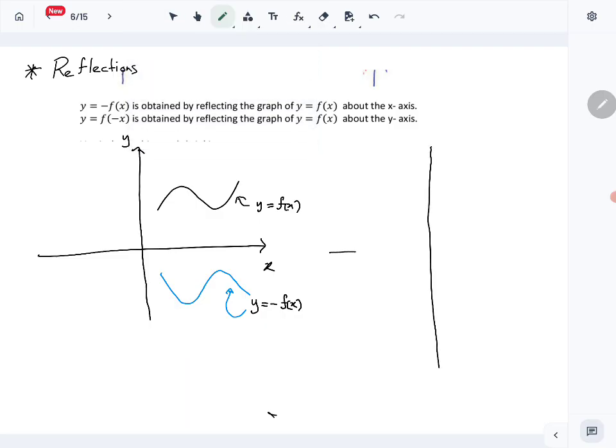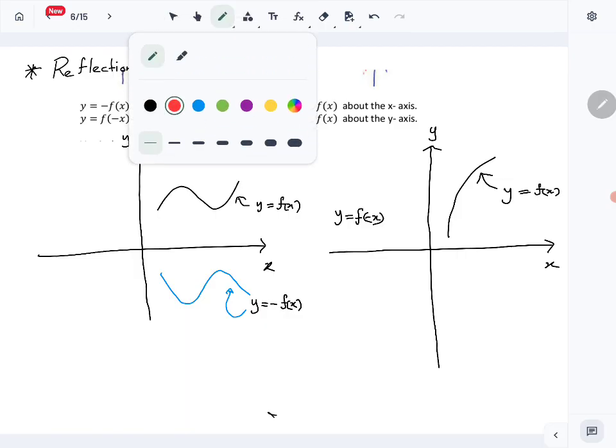The other type is a reflection about the y-axis. So here, let's say my curve is like this. This is y equals f(x). Then I want to draw y equals f of minus x. F of minus x. Minus is inside now, not outside.